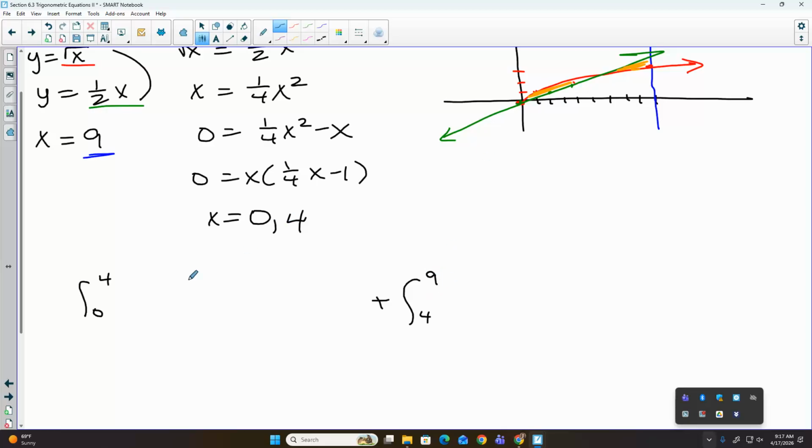All right, you do top minus bottom. So in the first part, the square root is on top, so it's the square root of x minus the bottom, which is the line, the 1/2 x. And the next part, the line is on top, so 1/2 x minus the square root of x.